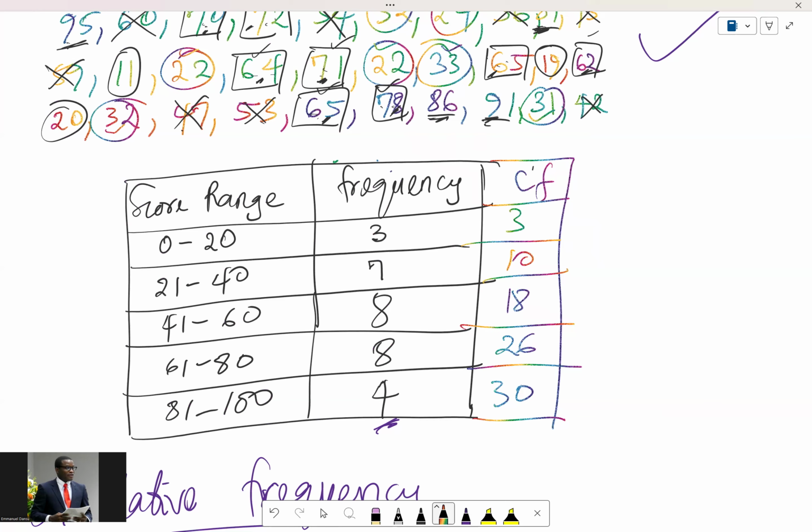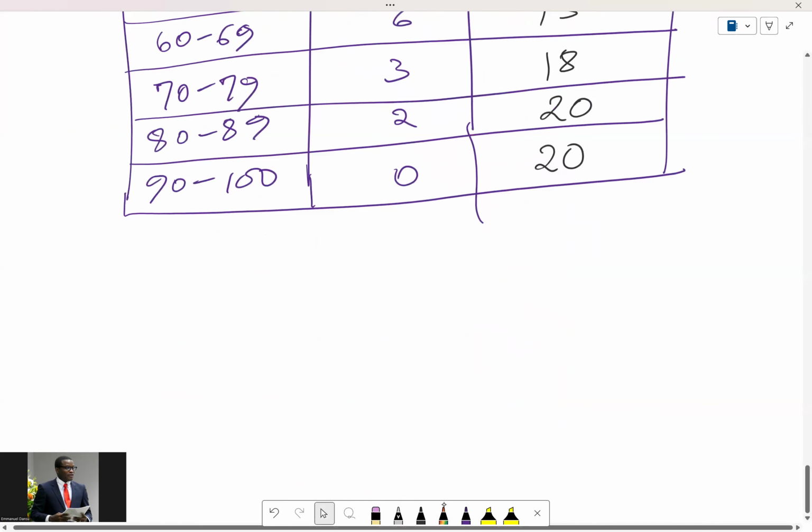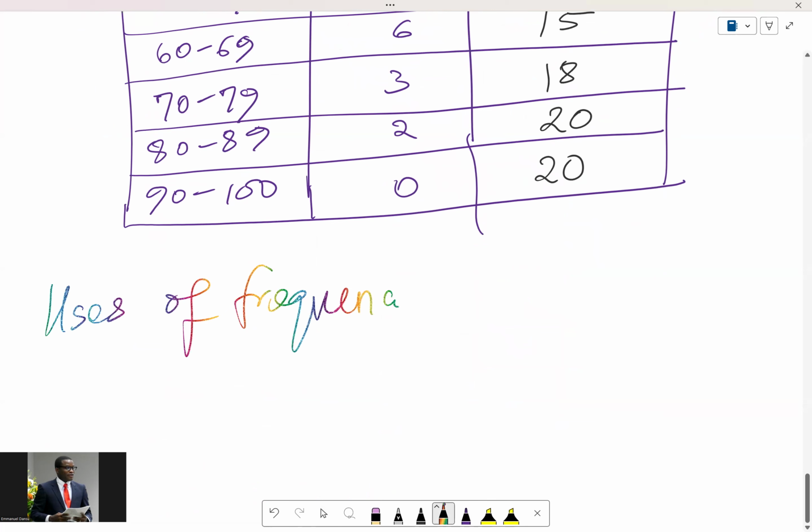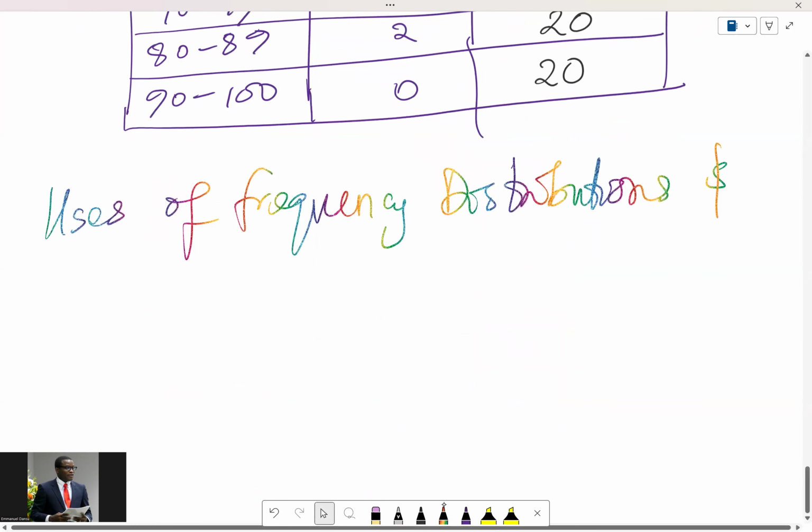So let's talk about uses. What are the uses for these things we've been talking about? So let's talk about uses of frequency distributions and cumulative frequency.